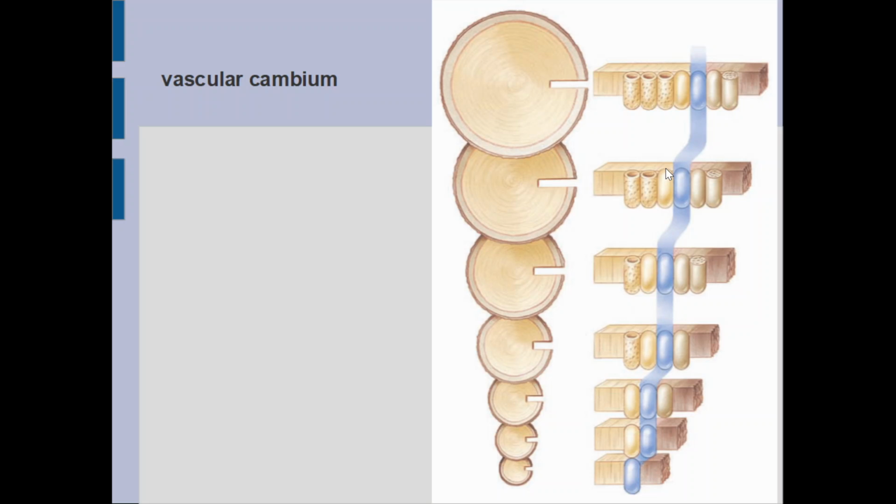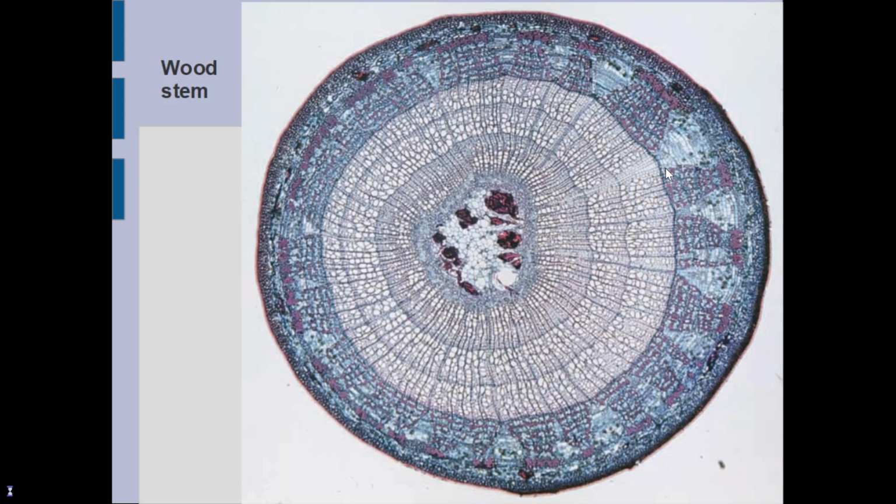The tissues of the woody stem have a pith in the center, and also primary xylem here, and then there are 3 annual rings. So this is a 3-year woody plant.